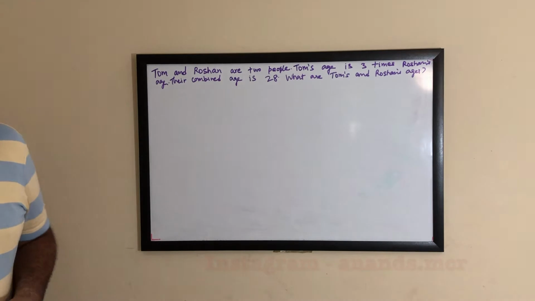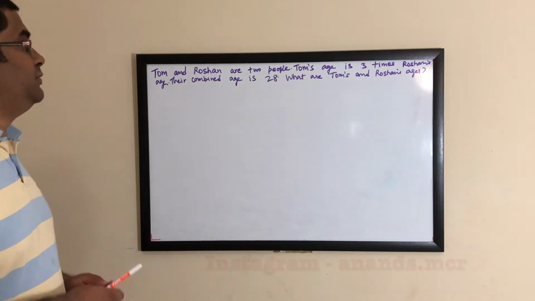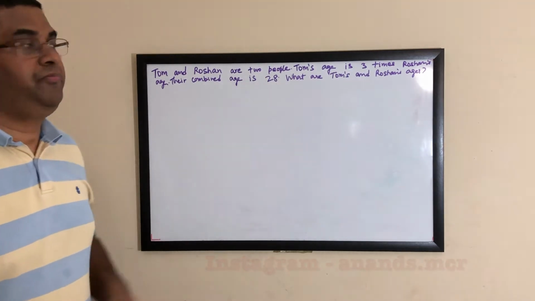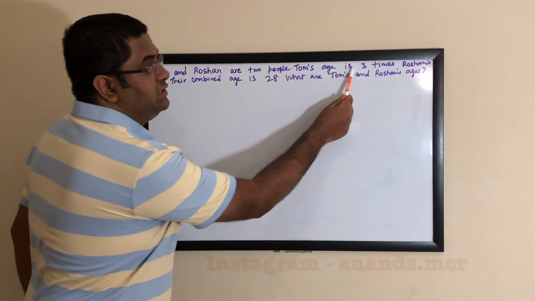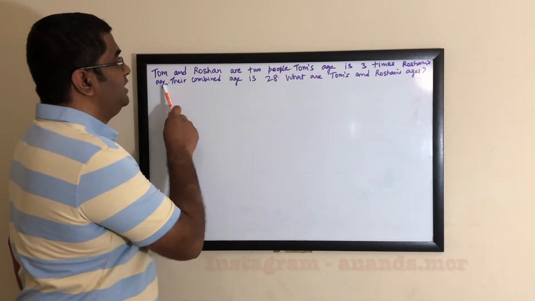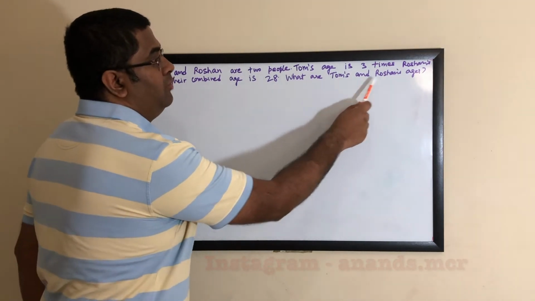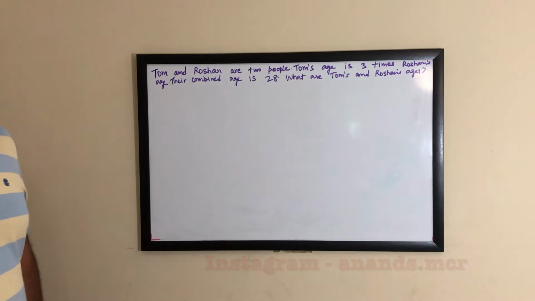Now let us look at the problem. This is how the problem goes. Tom and Roshan are two people. Tom's age is 3 times Roshan's age. Their combined age is 28. What are Tom's and Roshan's ages?